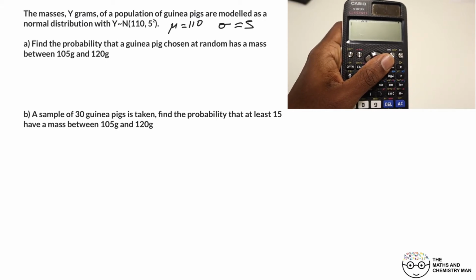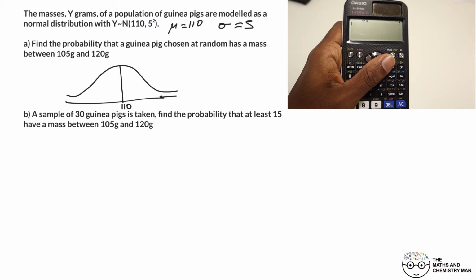The next thing we should do, make a sketch. So we've got our bell-shaped curve, there it is. Our mean in the middle, and that's going to be 110 grams. And what are we looking for? We're looking for the probability that something is between 105 grams and 120. So 105 definitely on the left there, and 120 there on the right. What we're looking for is essentially the area between these two bits over here.